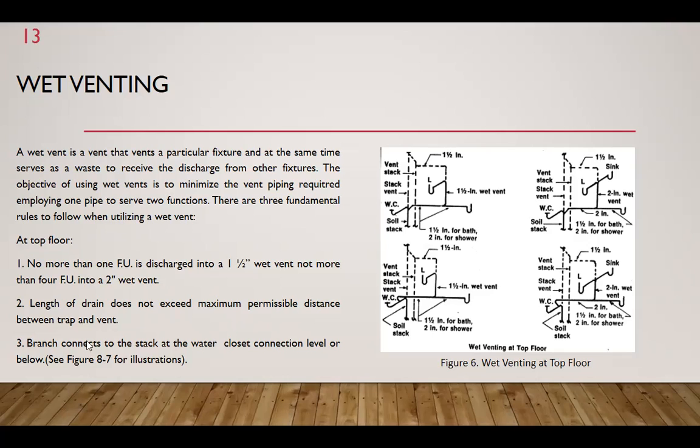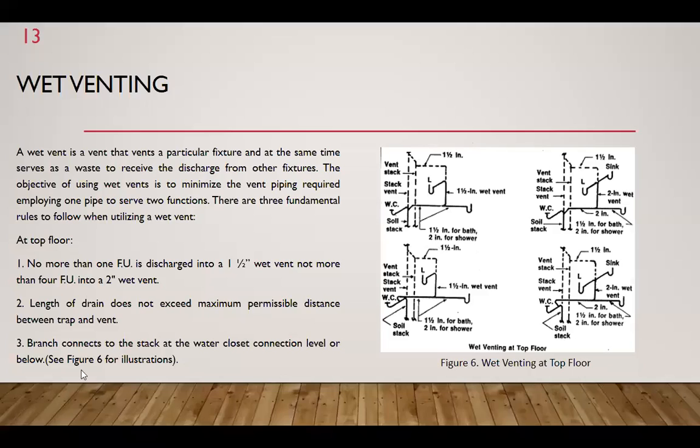Yan. Length of drain does not exceed maximum permissible distance between trap and bend. Branch connect to this stack at water closet connection level or below. Okay, pinatang ko lang ng figure 6. So ito yung tinatawag na wet vent. Yan, yan. 2 inches wet vent, kasi dalawa yung sink.